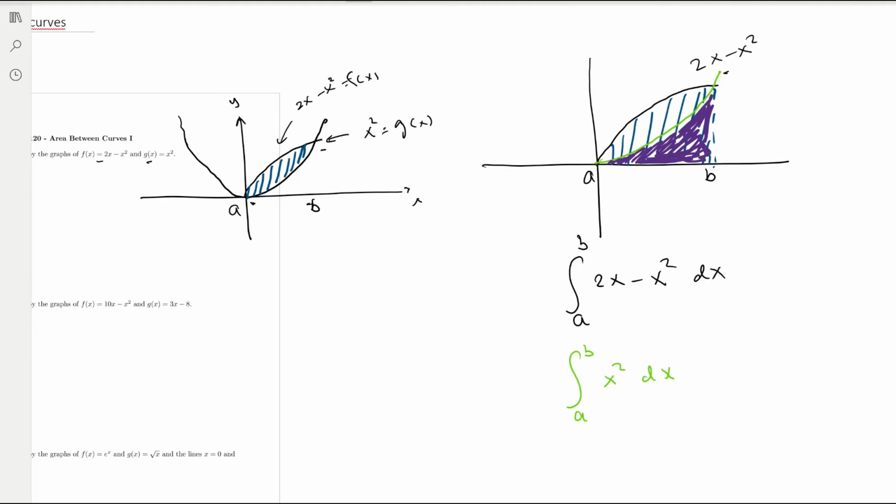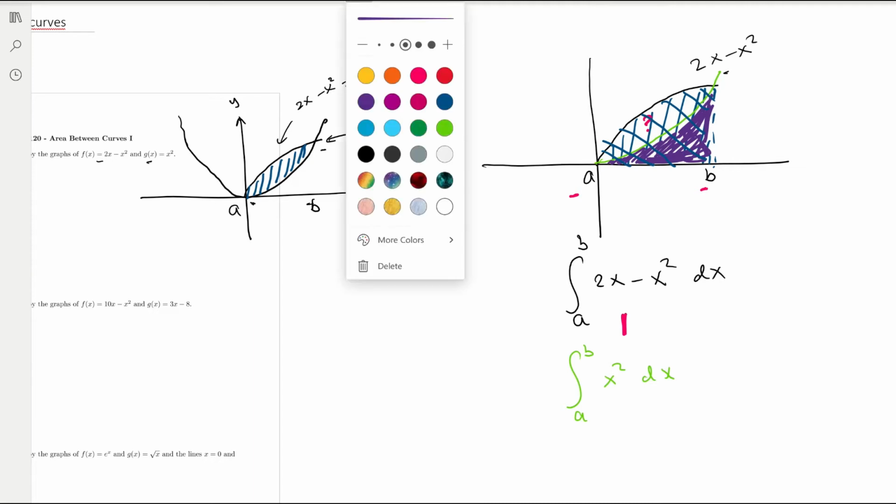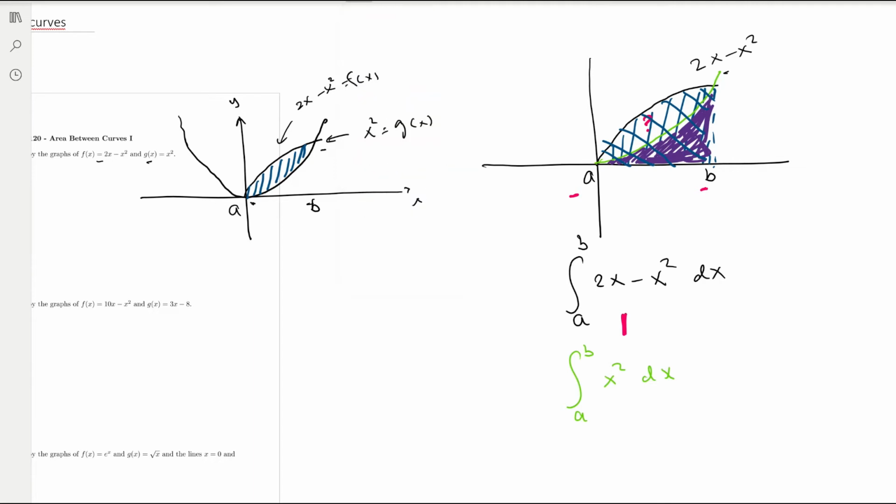Now think about this. If you want to find the area in between, what do you need to do? Well, it's a simple geometric problem. You just need to subtract these two answers. If you integrate 2x minus x square between these two limits, it will give you the area of this entire region. Now, if you integrate x square from a to b, it's going to give you the area of this bottom region, the region that I highlighted in purple. If you subtract those two, boom, you get the area in between these two curves.